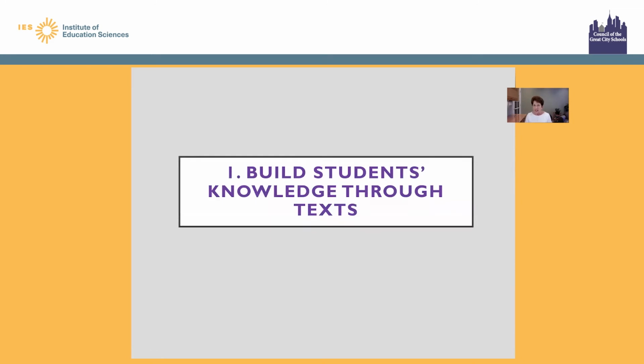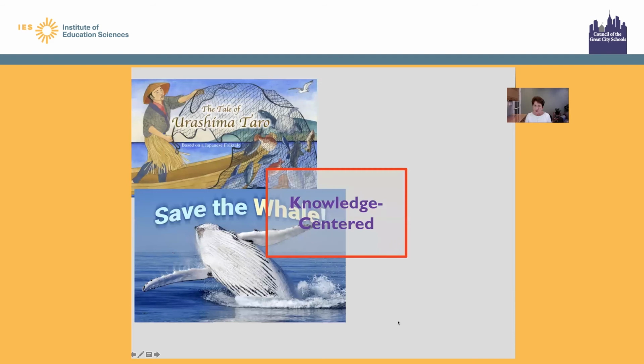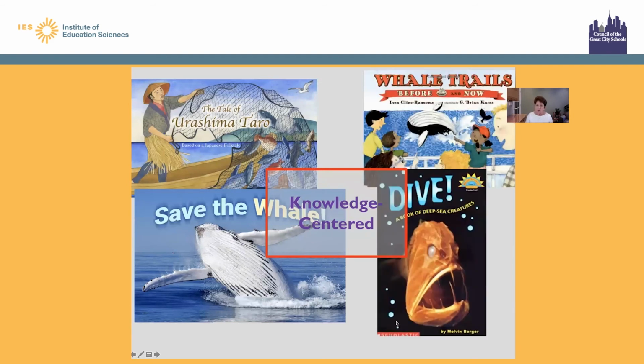Words are about ideas. And what we want to do is build students' knowledge through the text they read, through the vocabulary they're seeing in text. Let me share with you what I call a knowledge-centered approach. So here's some books that are around whales and around deep sea exploring the ocean. Okay, these texts are different. 2 of them are informational, 2 of them are stories, but they're around a topic. Okay, deep sea exploration, especially around whales.